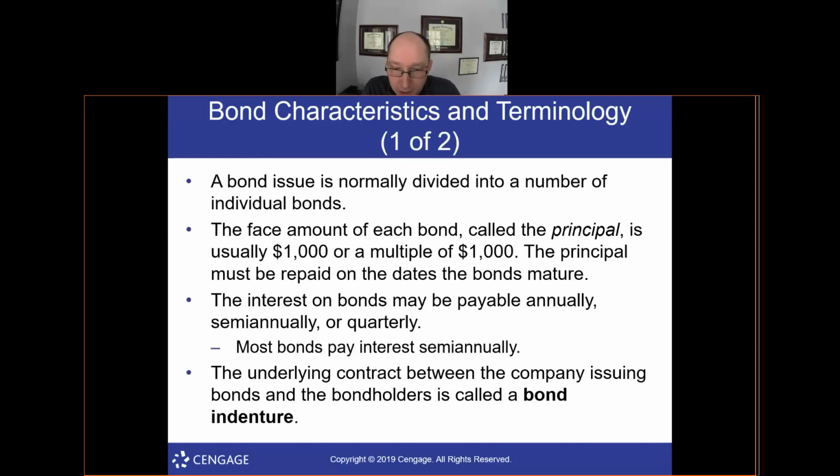The underlying contract between the company issuing the bond and the bondholders is called a bond indenture. The way to think about a bond indenture is like a contract. It's an agreement between the company and the bondholder. What is it called when you take out a loan? A promissory note, right? A bond indenture is very similar to a promissory note. It's another way to think of it.